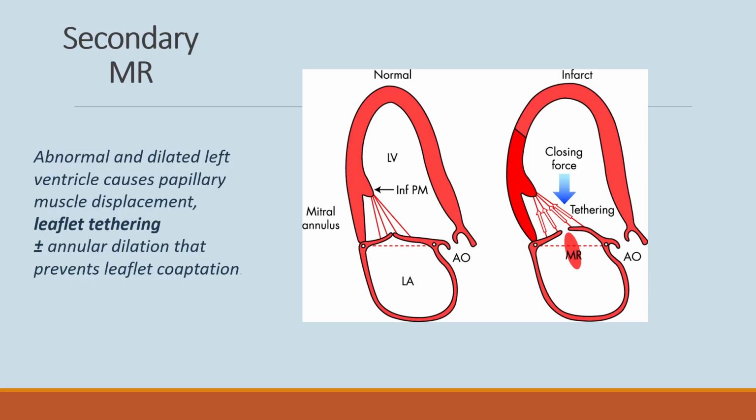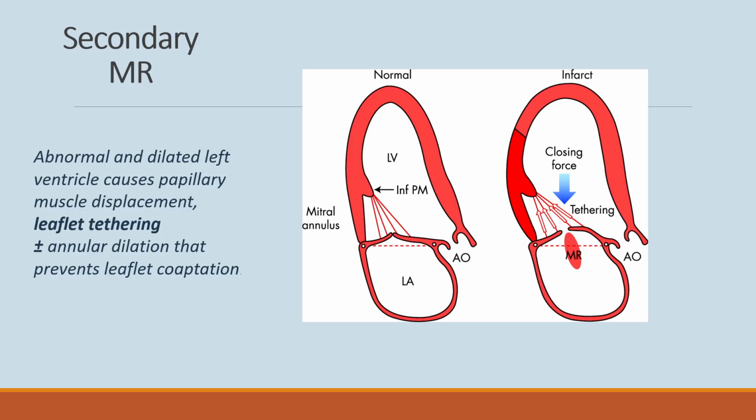Finally, sorry if I'm taking a bit more time, we have to talk about secondary mitral regurgitation, which is not due to the valve itself, the leaflets themselves, it is due to the ventricle. So this is an example of a normal ventricle on the left with the chordae and the mitral leaflets.